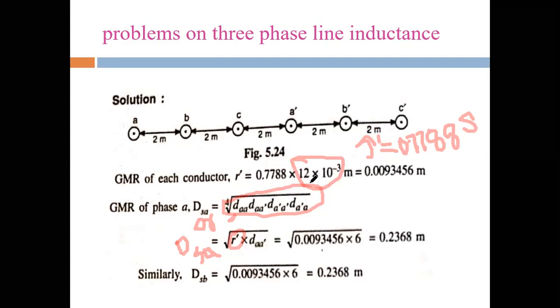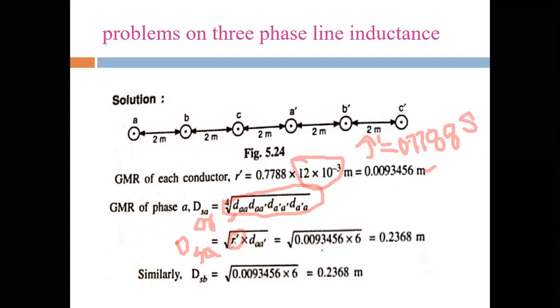Then r dash is equal to 0.7788 times 12 times 10 power minus 3, which is 0.0093456 meters. That is the GMR, the geometrical mean radius. Then we substitute the GMR in the DSA formula.